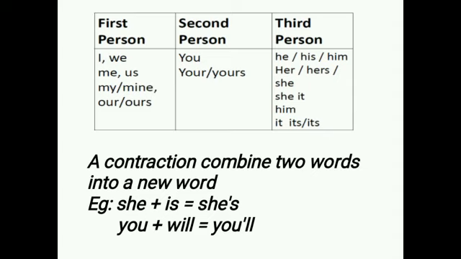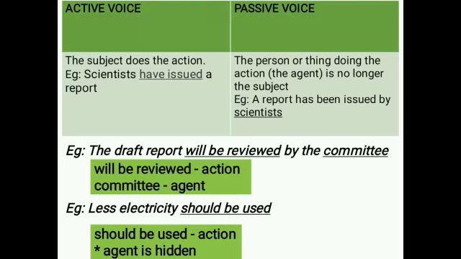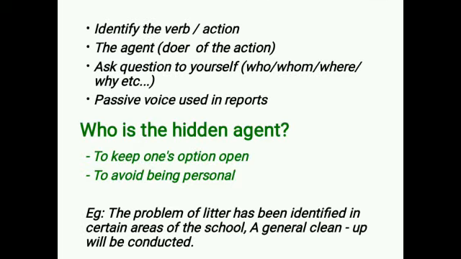A contraction combines two words into a new word, but unlike a compound word, the spelling changes and an apostrophe replaces omitted letters. Active voice and passive voice. In the active voice, the subject does the action, whereas in the passive voice, the person or thing doing the action, that is the agent, is no longer the subject. Sometimes the agent is hidden.